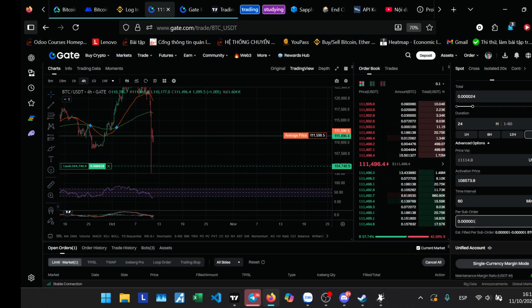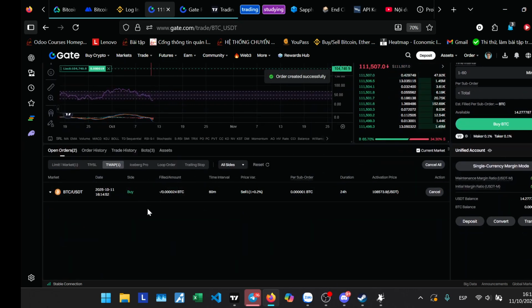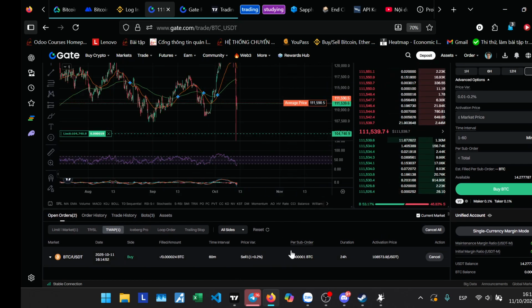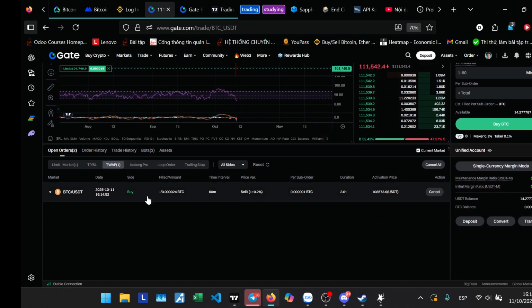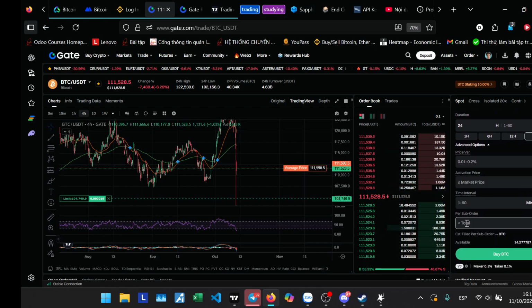Okay, try this. Order created successfully. This is my T1 order. See that it hasn't triggered yet because it hasn't reached our price target. But what would happen if I just activate it now? Okay, the same thing, sub order.